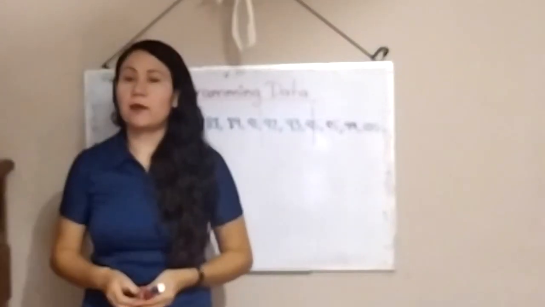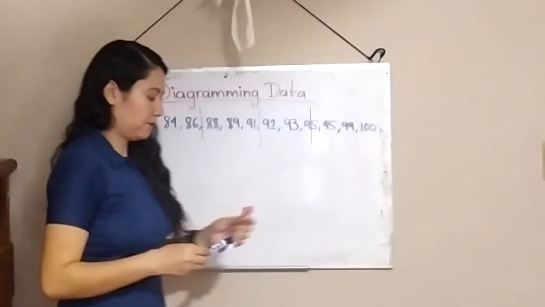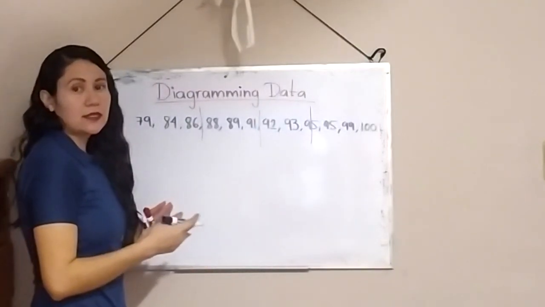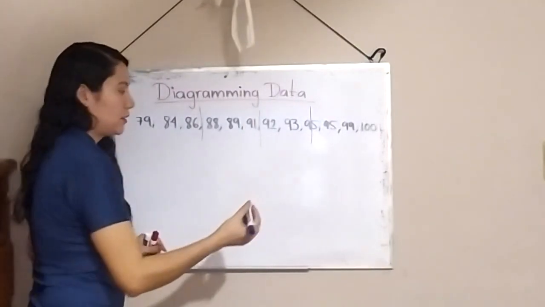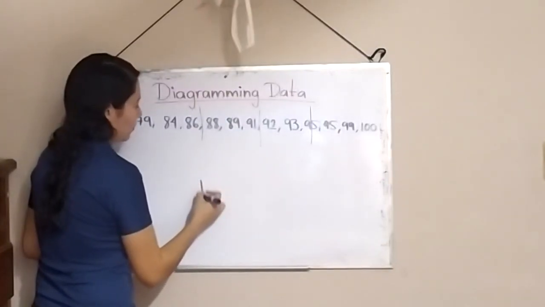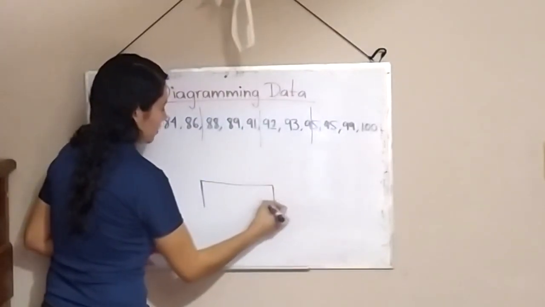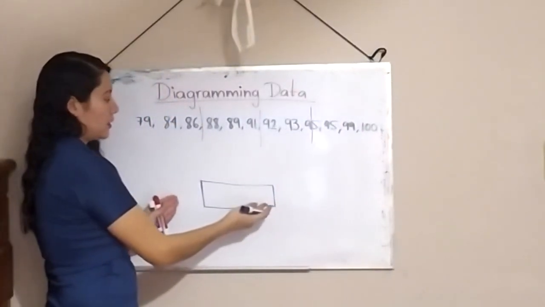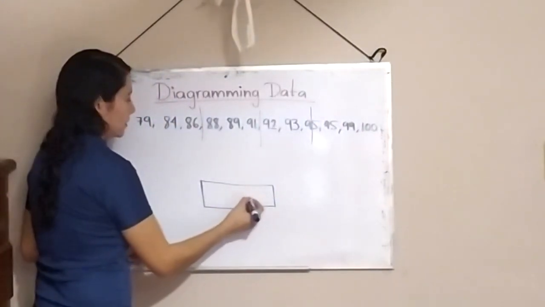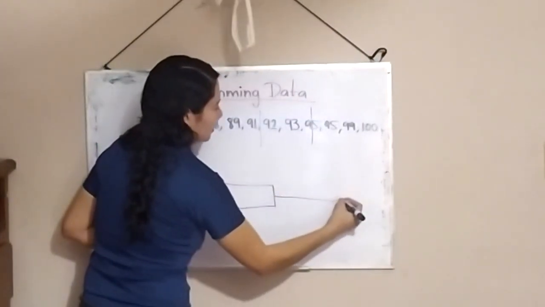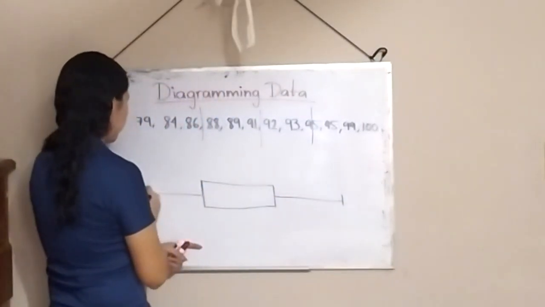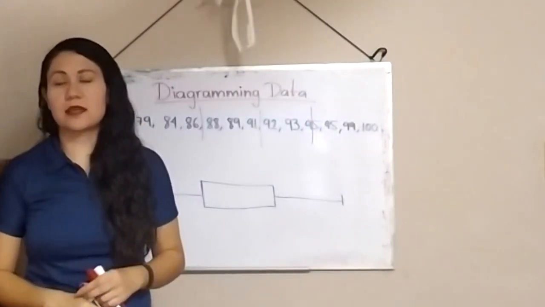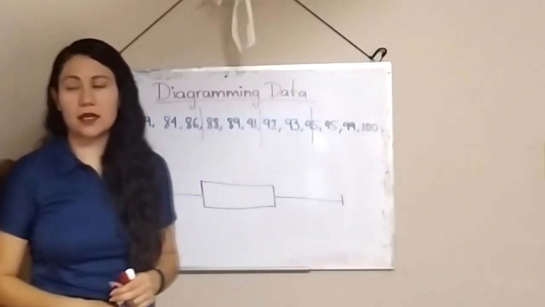Now, the box and whisker diagram is a way of analyzing or ordering the data to see where it is the most concentrated. And it is called this way because it is a box and it has whiskers. Now, how do we put the data inside of this diagram?